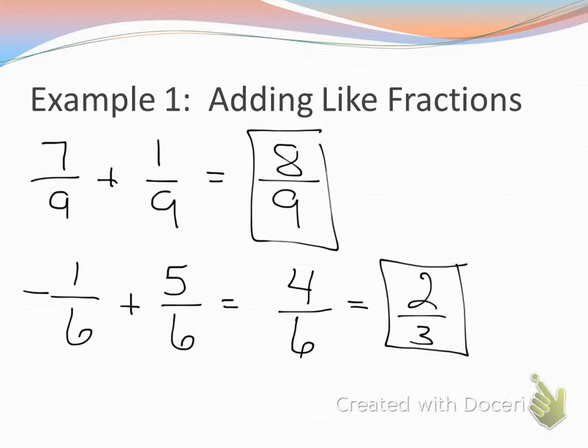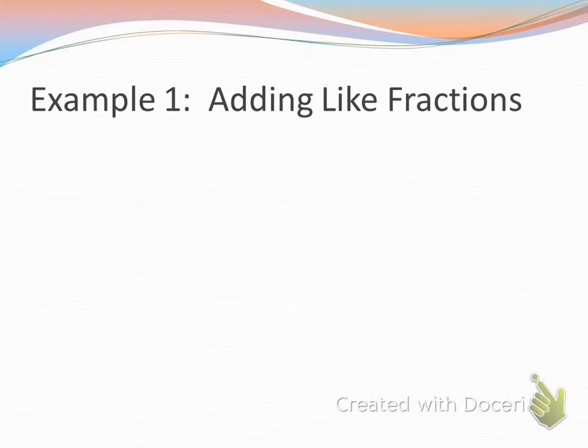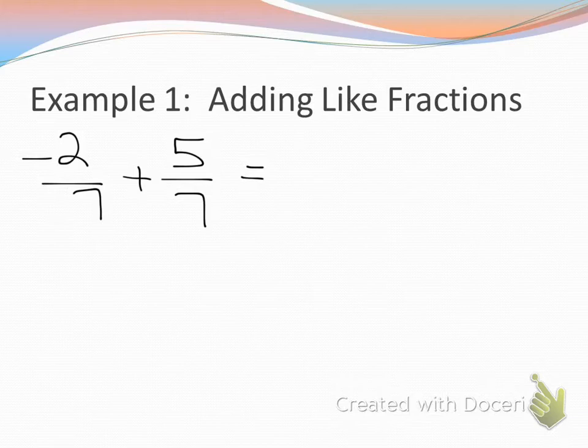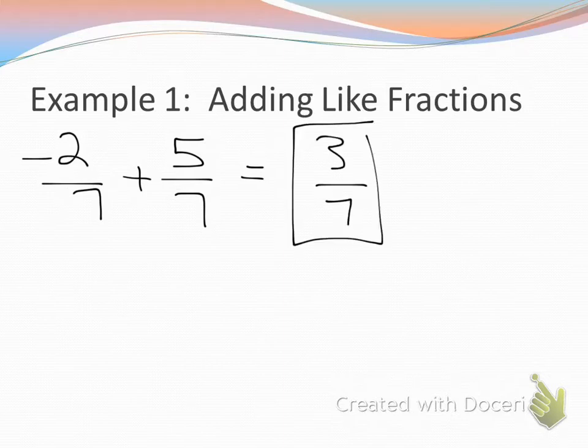All right, any questions about adding fractions? Any questions? Okay, I want you to do this one. Negative 2/7 plus 5/7. All right, Wyatt, what'd you get for this answer? 3/7. Very good, 3/7. You agree? You should have got 3/7. Negative 2 plus 5 is 3.